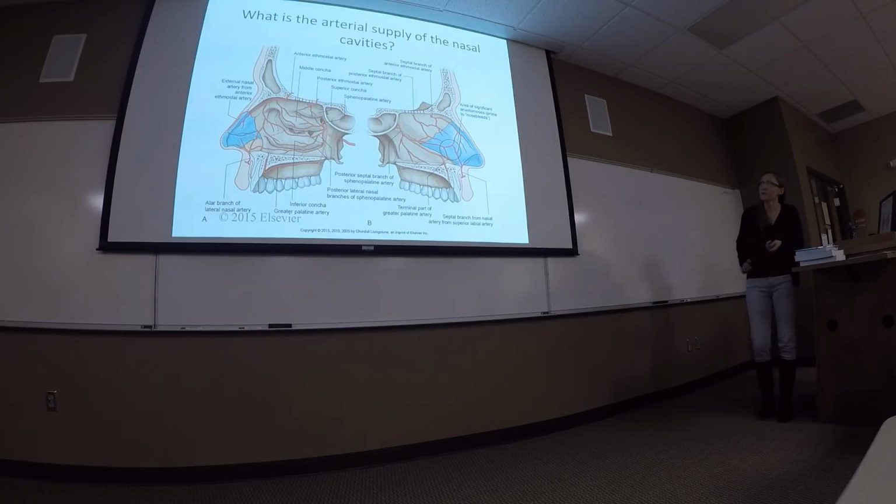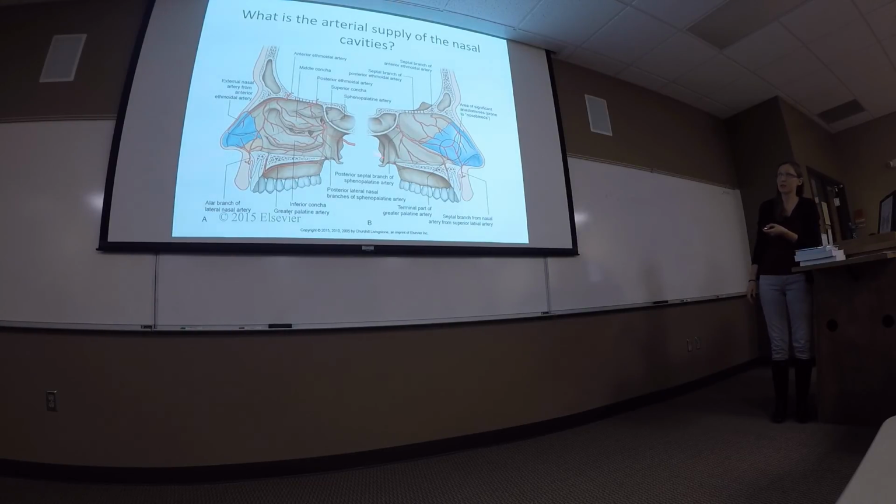Okay, arterial supply. So we have, again, branches from the external carotid, and we also have branches from the internal carotid. So, external carotid via the maxillary artery comes in and supplies the sphenopalatine artery. Branches off the internal supply the anterior and posterior ethmoid arteries. So, all of those.